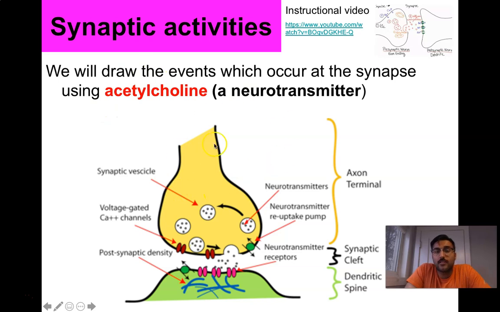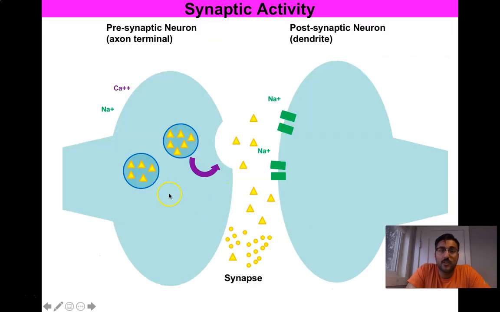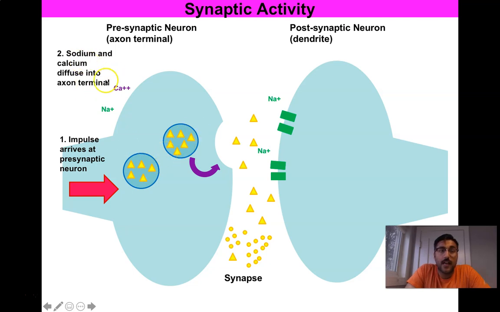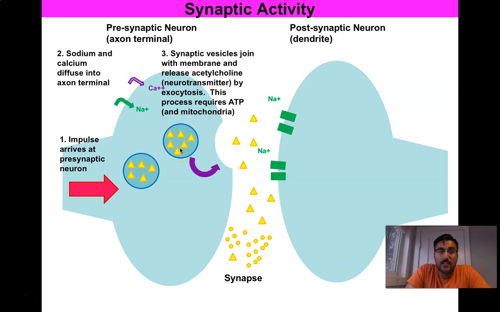So we are going to use acetylcholine as an example. It's a neurotransmitter, it's a common one, but it's not the only one. And so I'm just going to show you this diagram here. So the impulse arrives at the presynaptic neuron. Our acetylcholine, our yellow triangles, are inside of these vesicles. Calcium is involved in the release of the neurotransmitter from the vesicle. So once it has entered, it's going to stimulate the release of the vesicle's contents.